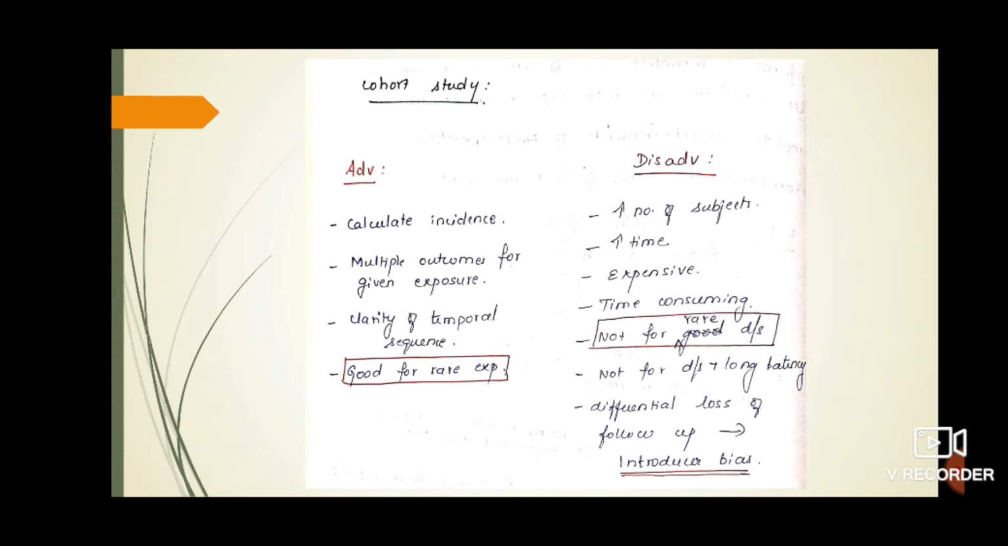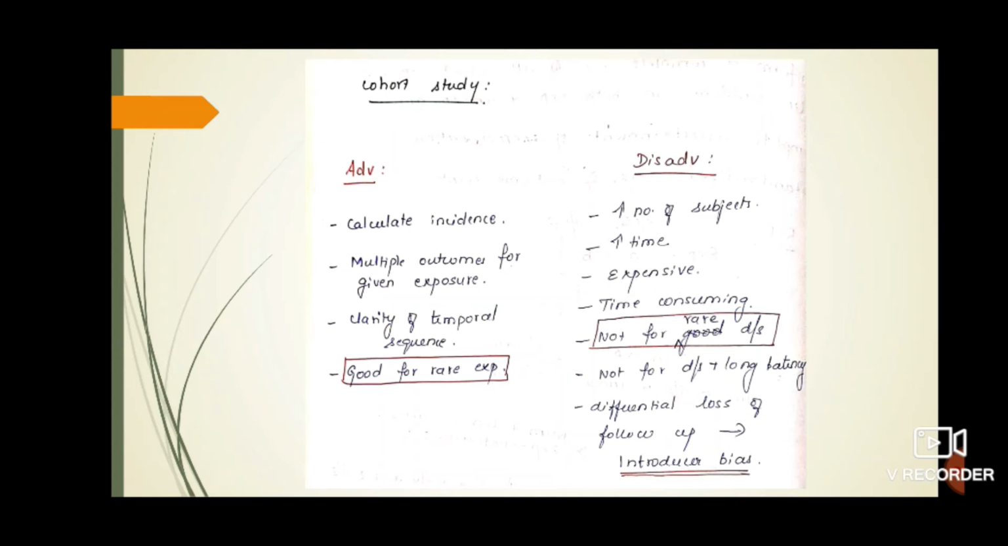This cohort study helps us to calculate the incidence, and we can study multiple outcomes for a given exposure. You should not get confused by the terms multiple exposures for a single disease and multiple diseases for a single exposure. Just remember the direction of the study. A cohort study goes from exposure to outcome. So we take a single exposure and study an outcome, and that outcome can be one, two or more. So a cohort study is helpful for finding multiple outcomes from a given exposure.